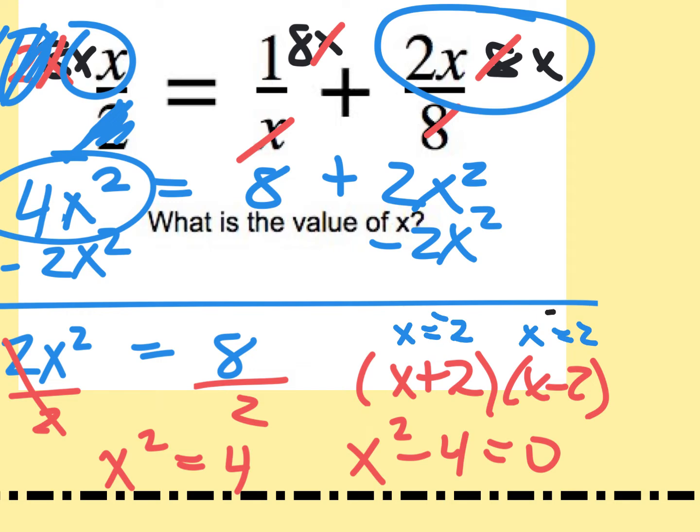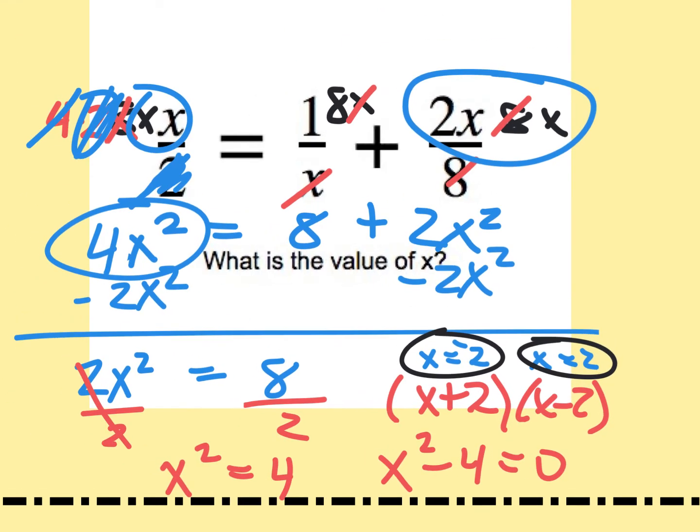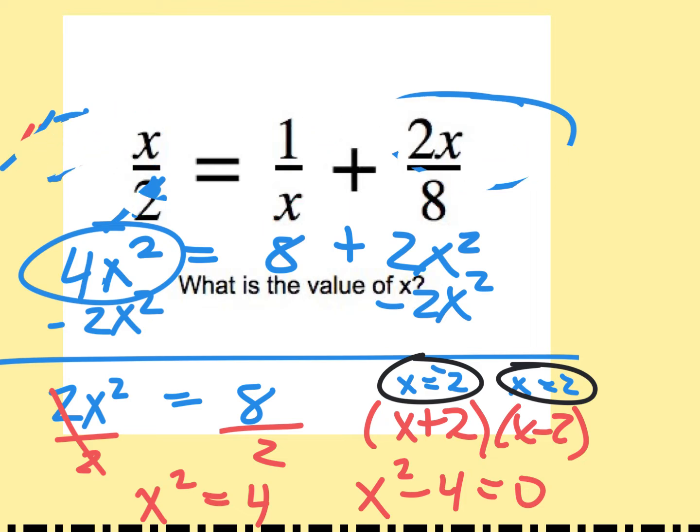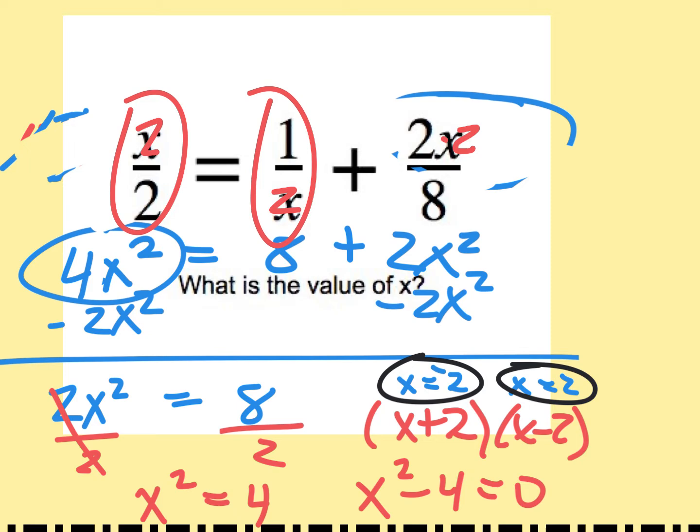Those two answers. And if I really think they're right, I should go back to the original problem and check them. And since I've made a mistake already this hour, I'm going to make sure I didn't screw that up. I'm going to put in a 2 here, and a 2 here, and a 2 here, and see if it really works. 1 is equal to 1/2 plus 1/2, and that is equal to 1. Yay. And I'm going to guess the negative 2 is also going to work.